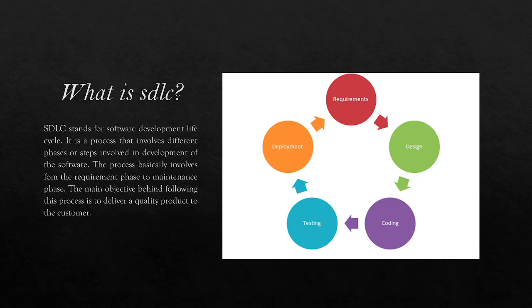Basically, when you are making software, some companies follow this process or flow, which involves everything from the requirement phase to the maintenance phase. The main objective behind following this process is to deliver a quality product to the customer. Obviously, when a team in an organization is working, they are working for the customer, and the customer expects to get a great, awesome quality product at the end of the day.